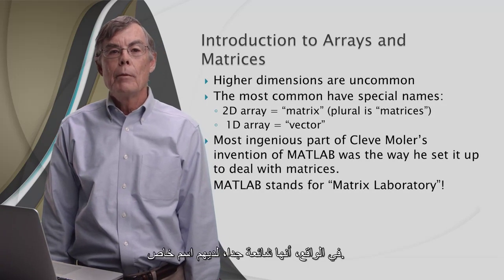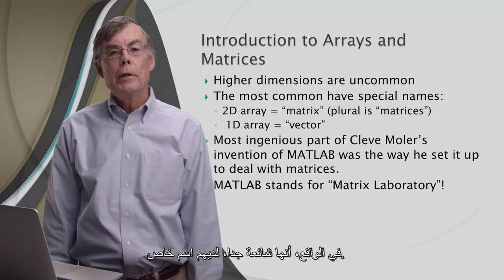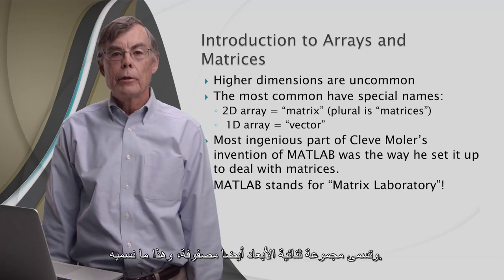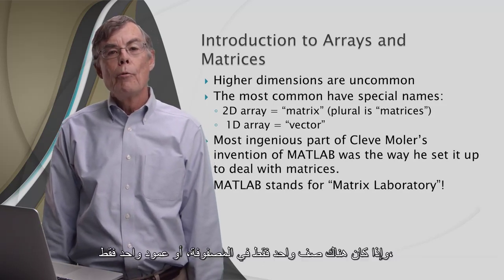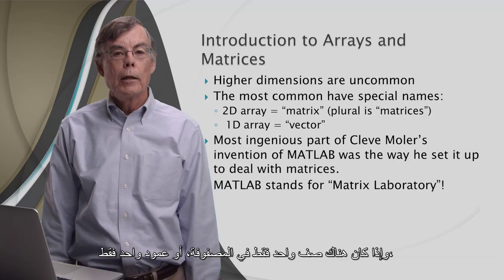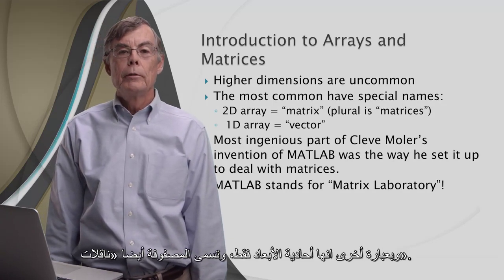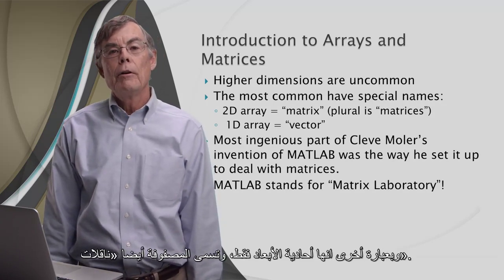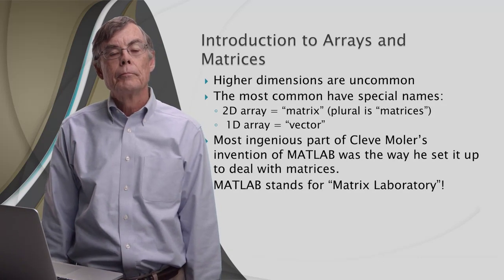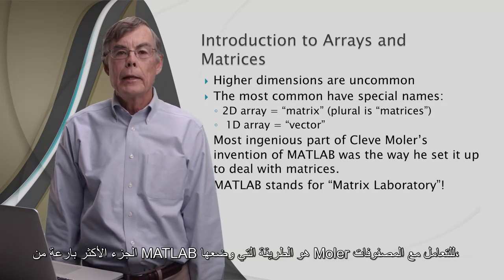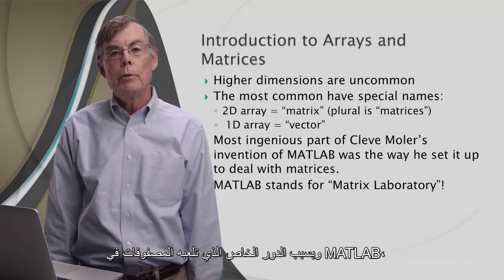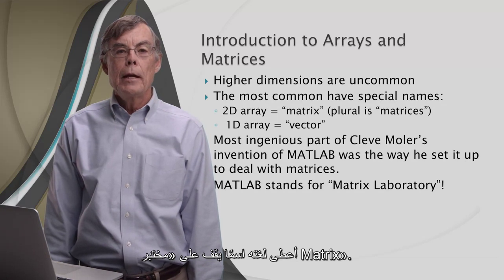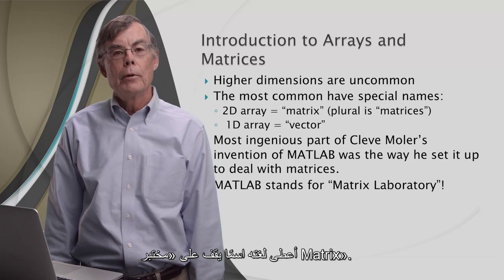In fact, they're so common they have a special name. A 2-dimensional array is also called a matrix, and that's what we call it. And if there's only one row in the matrix or only one column, in other words, it's only one-dimensional, the matrix is also called a vector. The most ingenious part of MATLAB is the way Moler set it up to deal with matrices, and because of the special role that matrices play in MATLAB, he gave his language a name that stands for Matrix Laboratory.